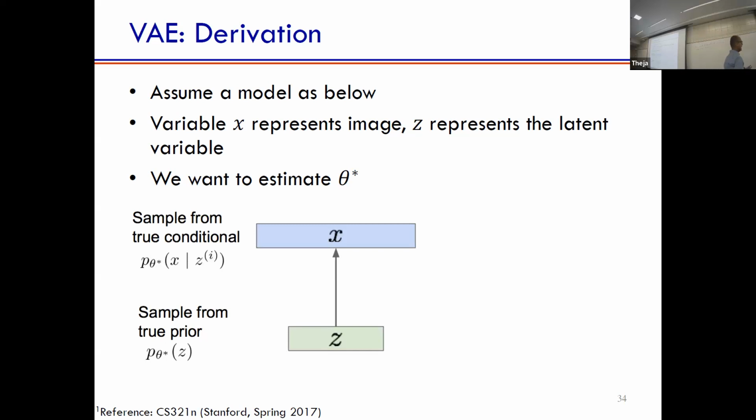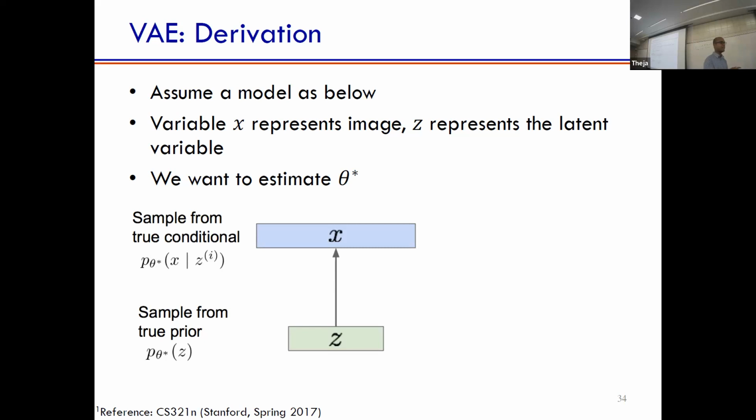So at this point, it's actually useful to also ignore all the neural network aspects of the problem. We are just thinking in terms of random variables, so what is our model? We're going to have two random variables, x and z. z is the latent random variable, x is the observed random variable, like an image or something. And what we want to estimate is some parameter of the joint distribution. Let's say theta star is the parameter of the joint distribution of x and z.